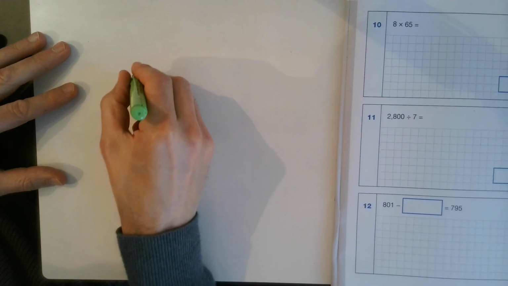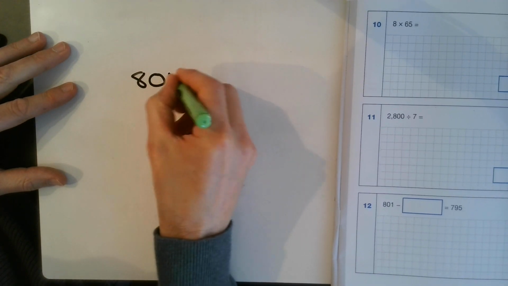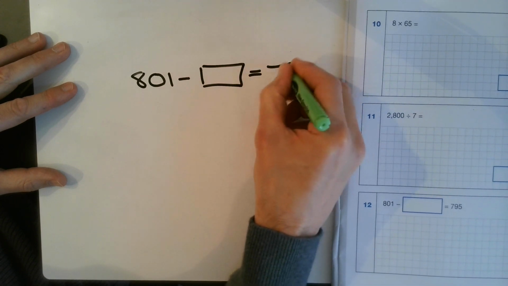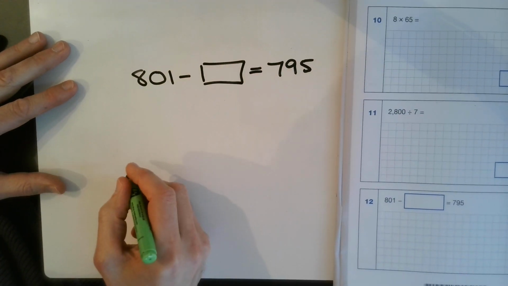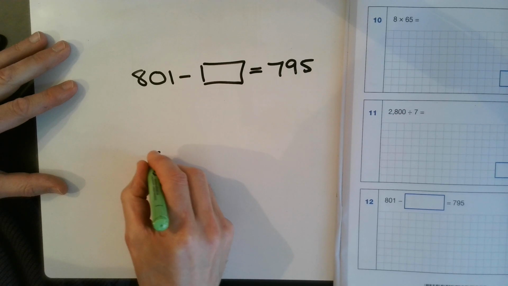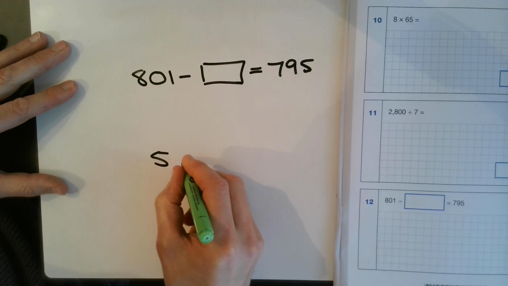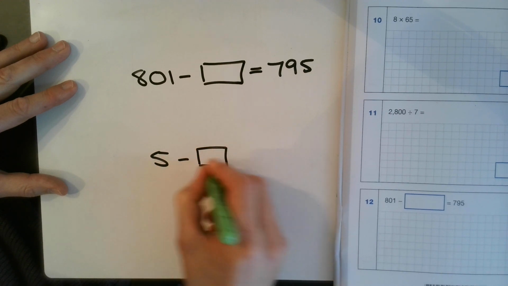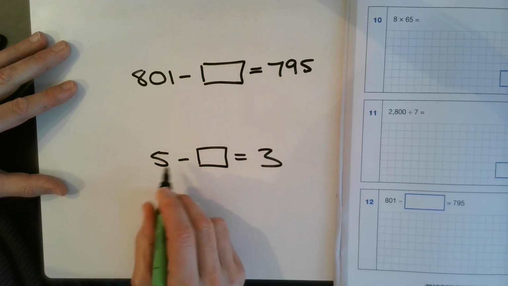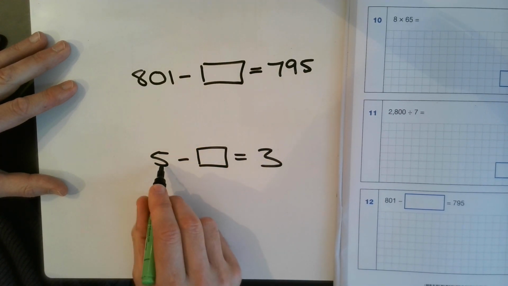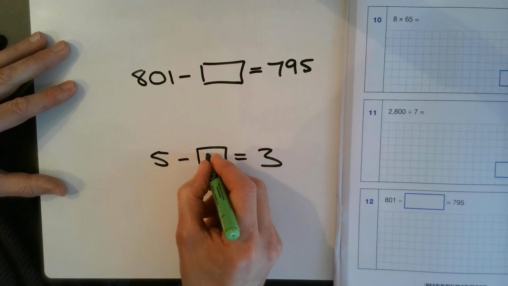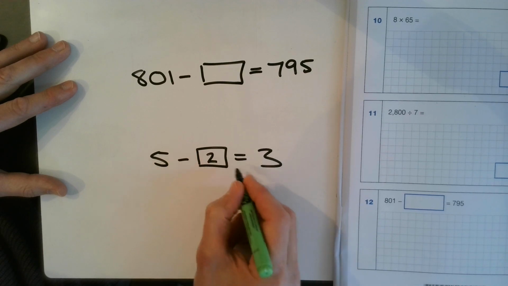Next question, number 12, 801 take away something equals 795. Now, if you think this is a tricky question, and you always get a few Year 6s going wrong on these, just think: what do we subtract from 5 to give us 3? I'm sure you can all spot that's 2. So 5 take away 2 equals 3.